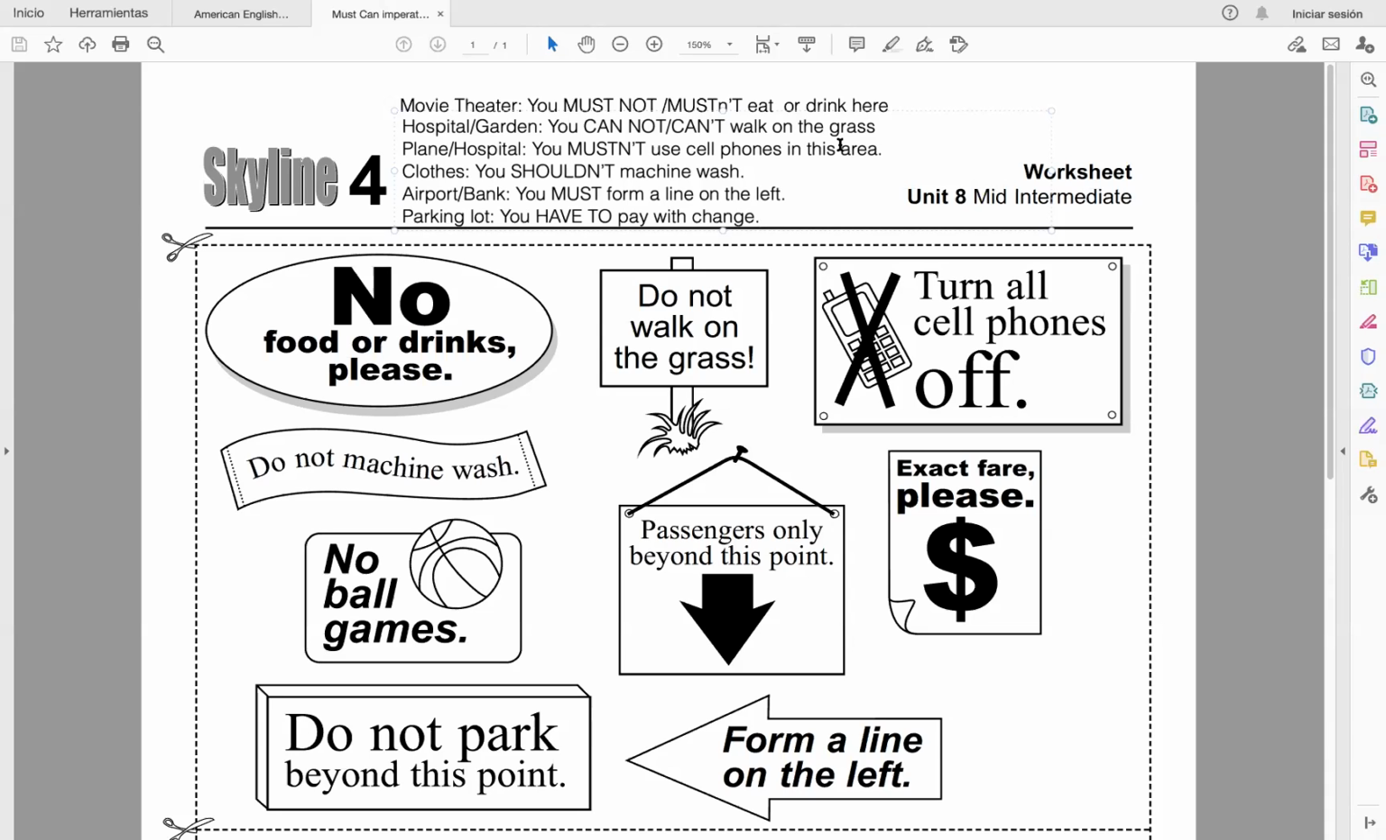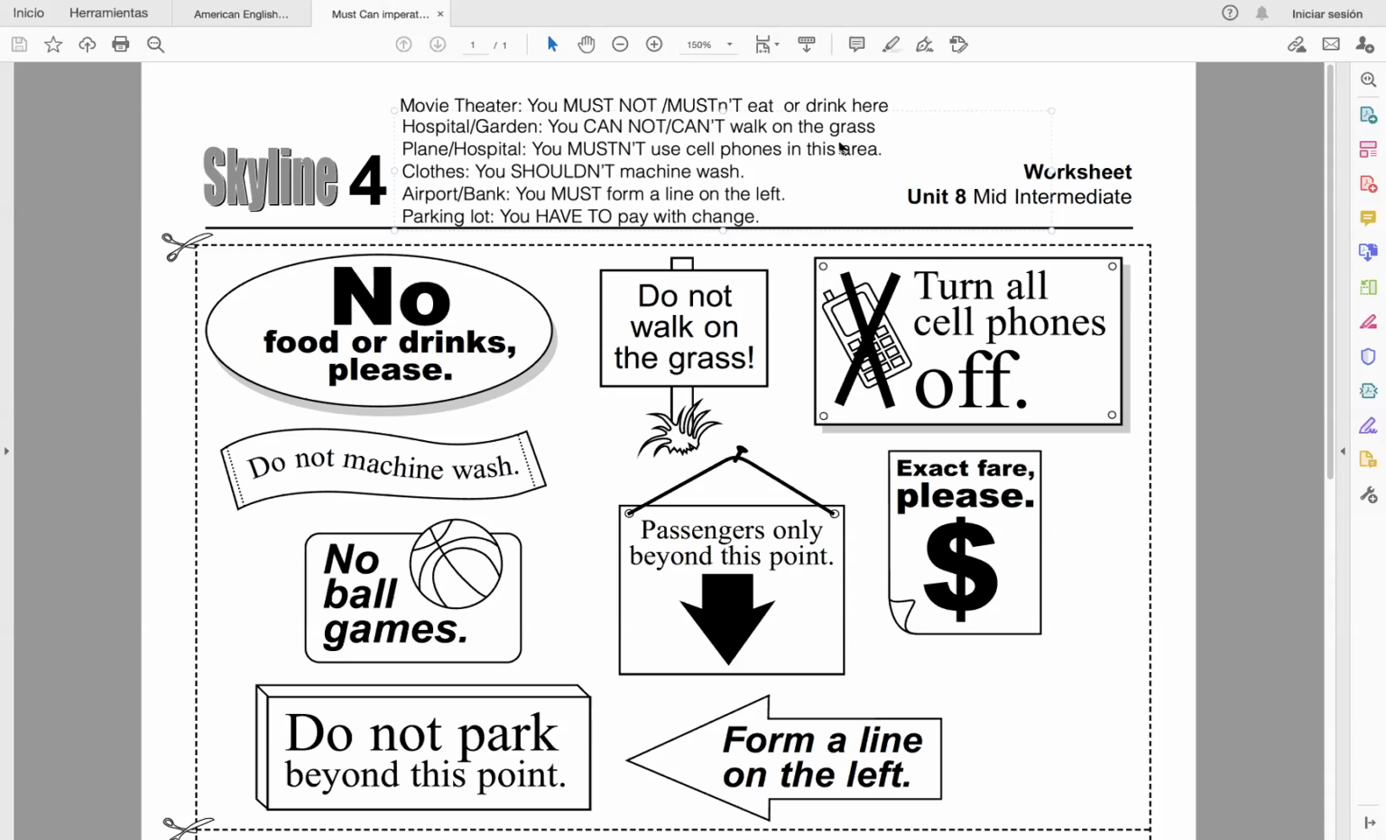Then it says clothes. You shouldn't machine wash. What is that? It sounds like a recommendation. It's a recommendation, right? Whenever you use should or shouldn't, you use recommendation. Very good.